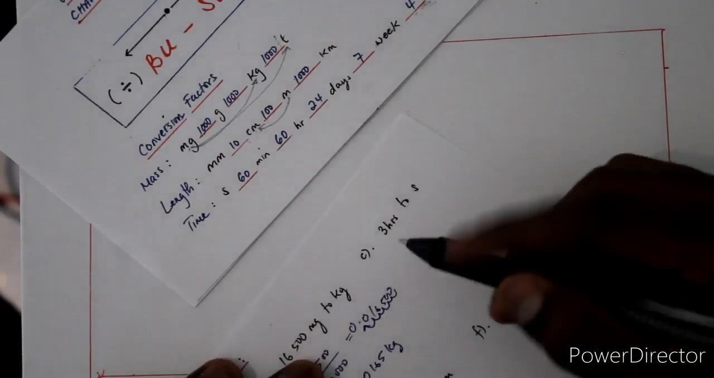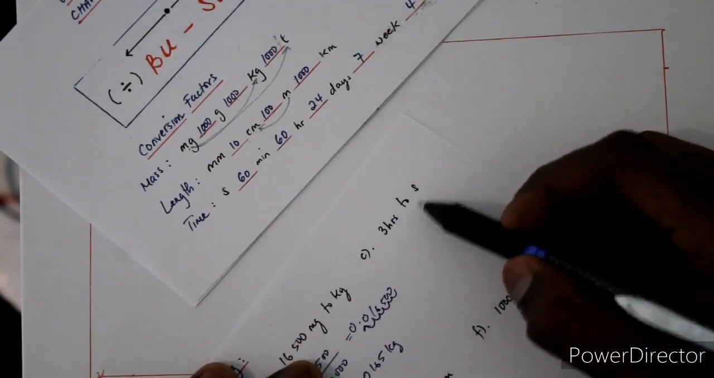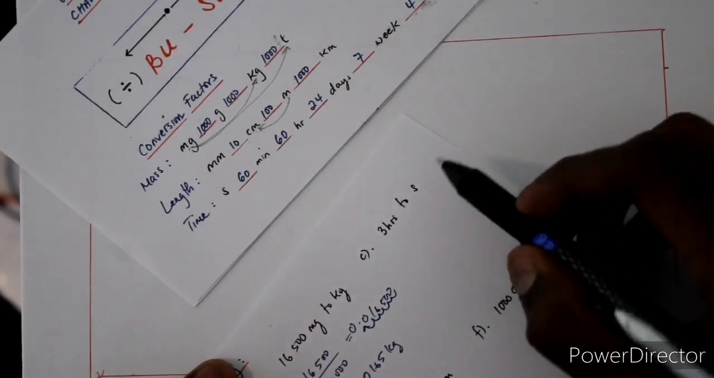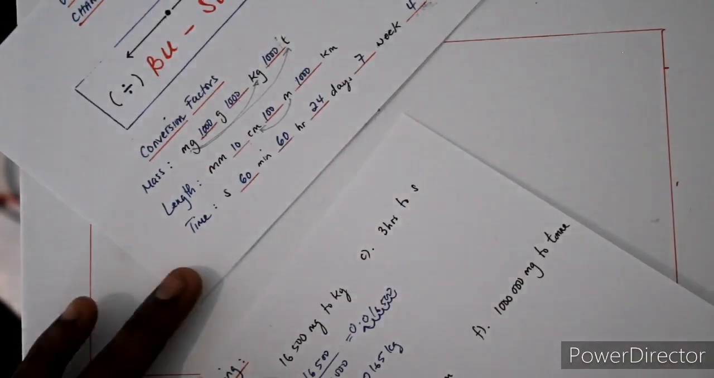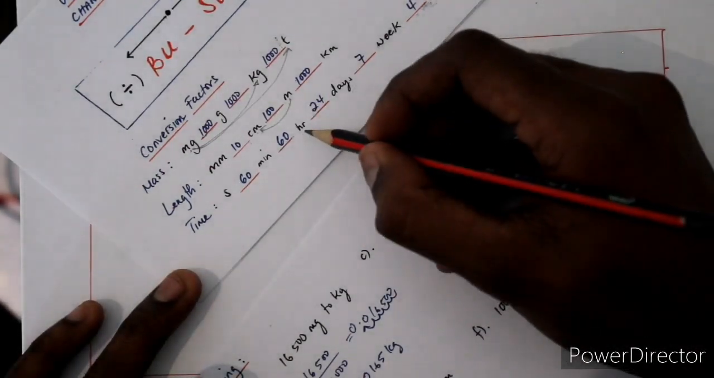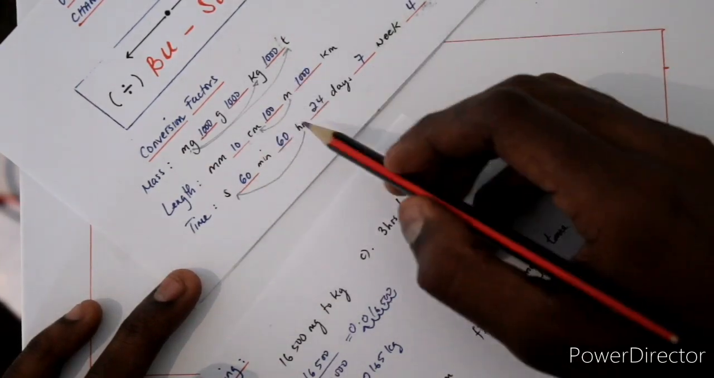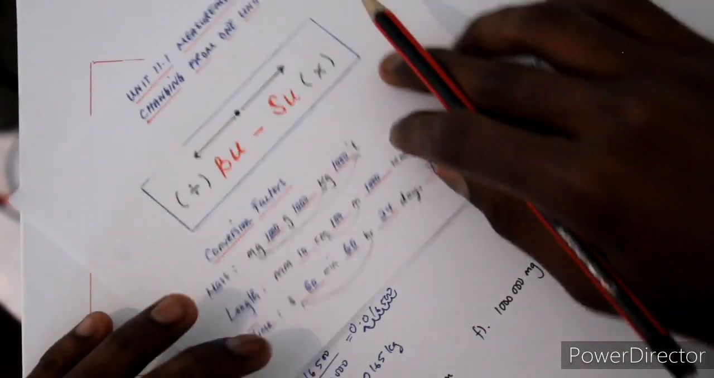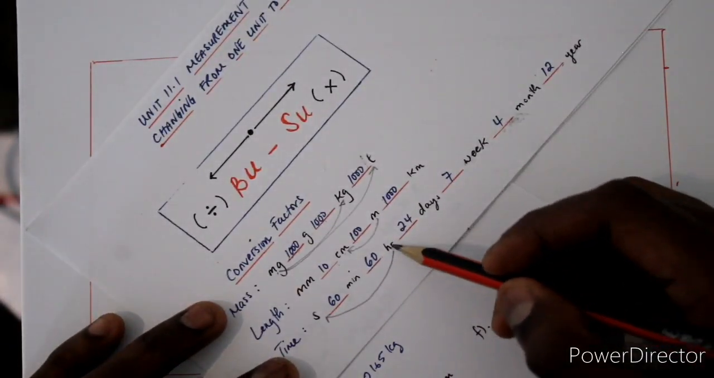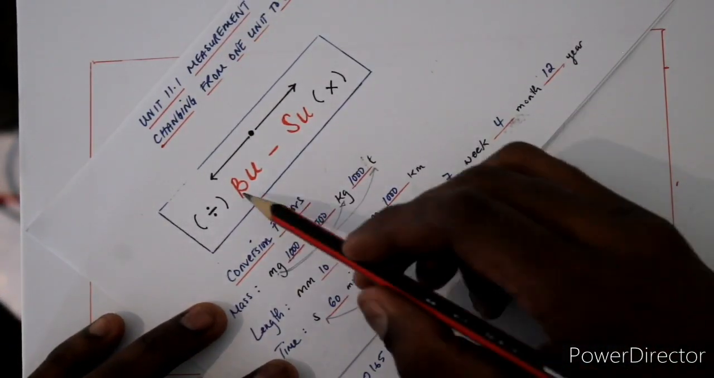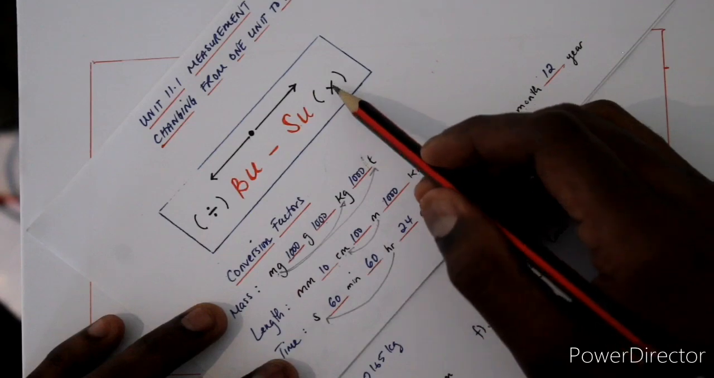Now let's look at this one. This time we have to convert 3 hours to seconds. So you are converting 3 hours, you draw a line pointing to seconds. You will see that we are converting a bigger unit, hours, to a smaller unit, seconds. Bigger unit to smaller unit, we will multiply.